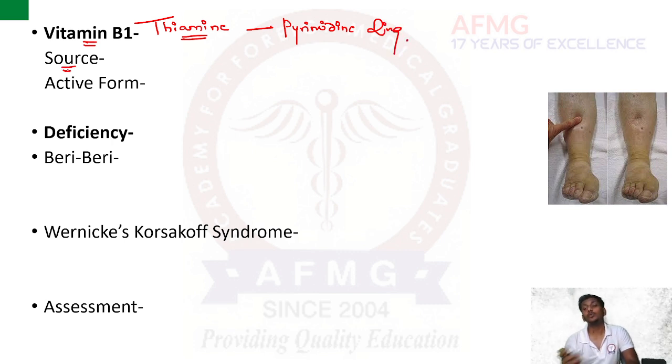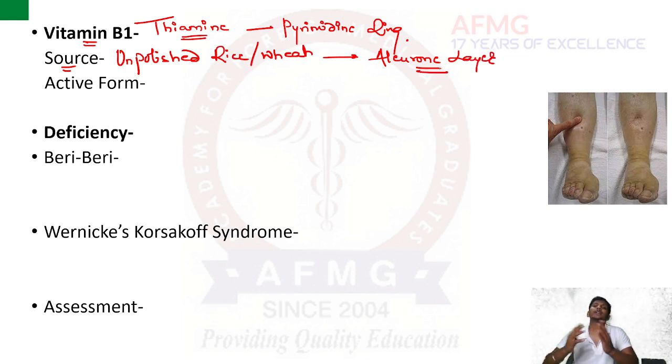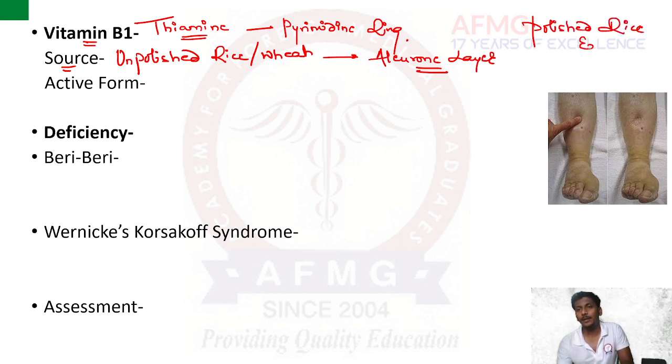Now if they ask you which is the source of vitamin B1, please remember it is unpolished rice or wheat. Unpolished rice or wheat are the source of vitamin B1, that is thiamine, because a layer on these cereals known as the aleurone layer is the source of thiamine. If this aleurone layer is removed during polishing, then definitely the patients can have vitamin B1 deficiency. So in cases of polished rice eaters, usually in southern parts of India, they are at a risk of developing thiamine deficiency because the aleurone layer would be absent in these cereals.